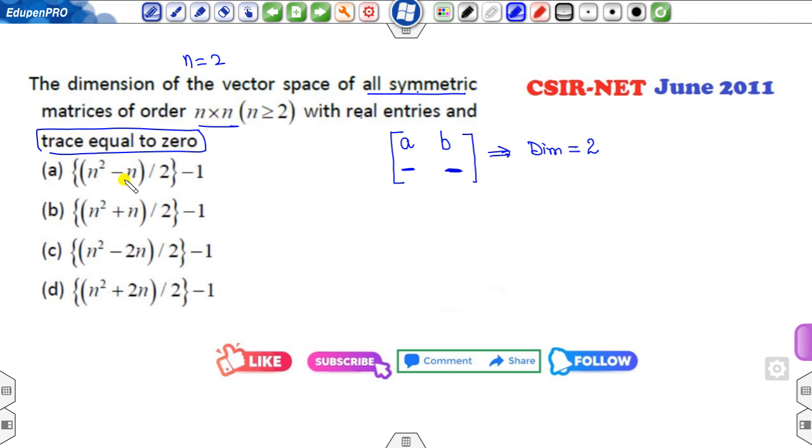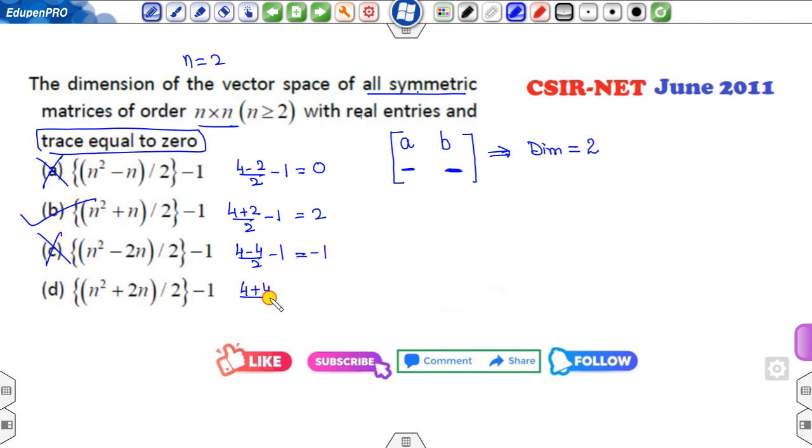Now n is equal to 2. So this is 4 minus 2 over 2, minus 1, which is 0, but we need 2. That option is cancelled. Next, 6, 3 minus 1 gives 2, satisfied. Then 4 minus 4 minus 1 is minus 1. Cancel out.